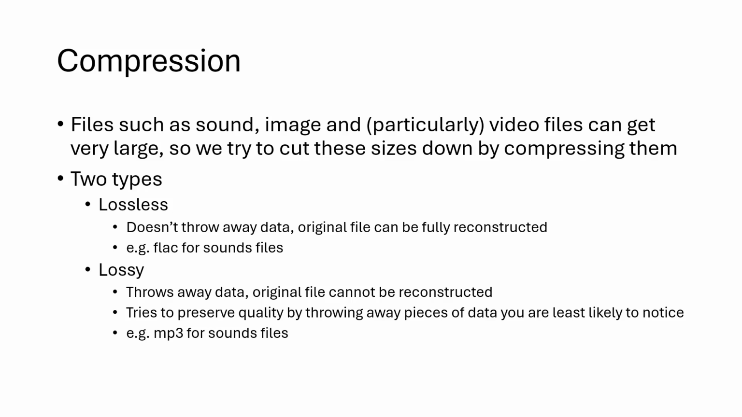There are two types of compression. The first is lossless, where we don't throw any data away. We just change how we're storing it so we can store it in less space, and the original file can be reconstructed fully if it is losslessly compressed. For example, a FLAC file is a popular lossless compression format for sound files, like music.